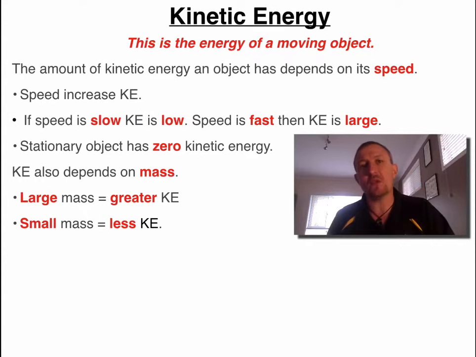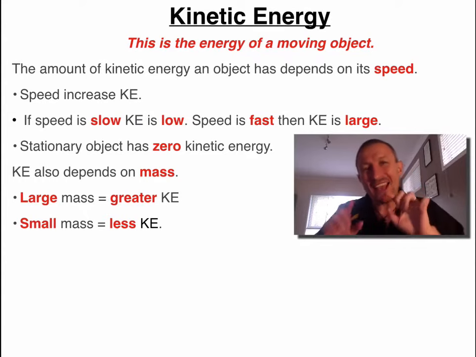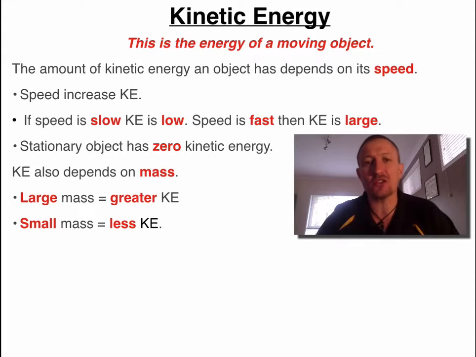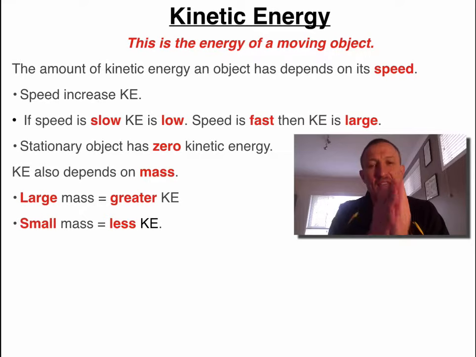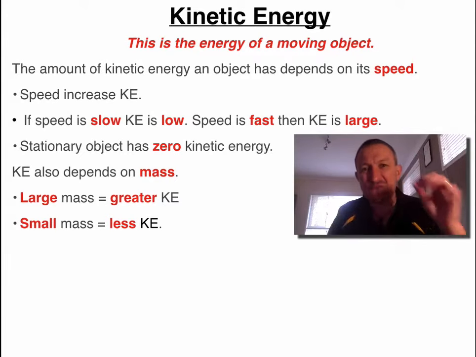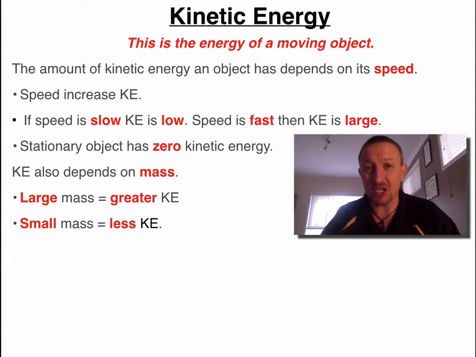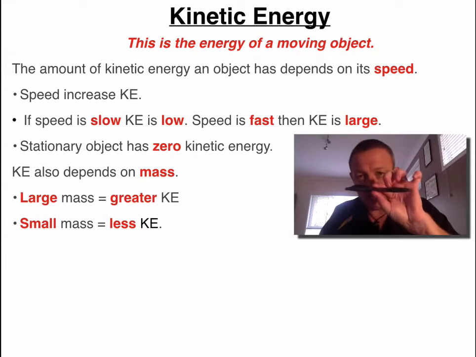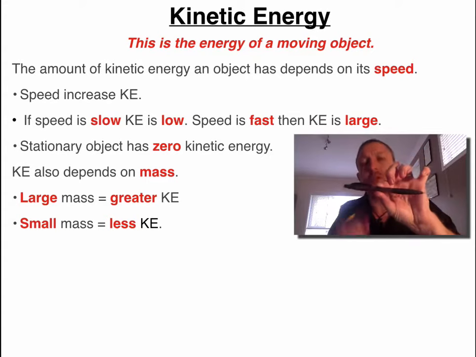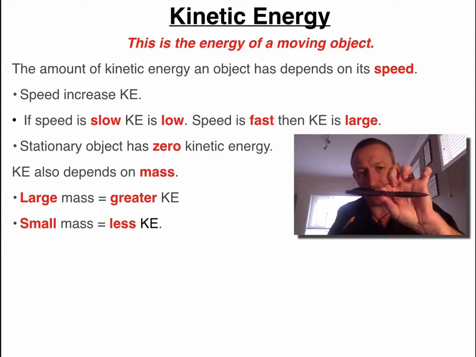Anything which is stationary, i.e. not moving, has no kinetic energy, because as you can see at the top, kinetic energy is the energy of a moving object. So slow, small amount of kinetic energy; fast, large amounts of kinetic energy; not moving at all, no kinetic energy whatsoever. So this pen has no kinetic energy at the moment. It has the potential, but at the moment there is no kinetic energy because it's not moving.